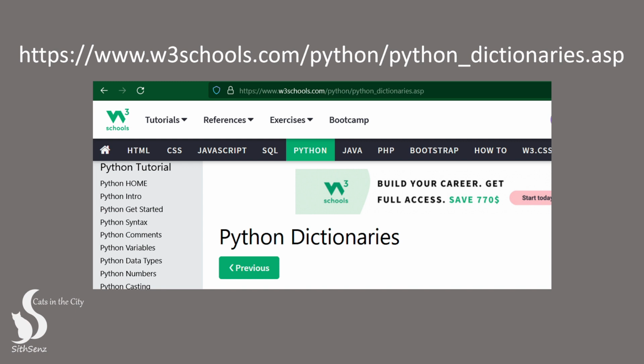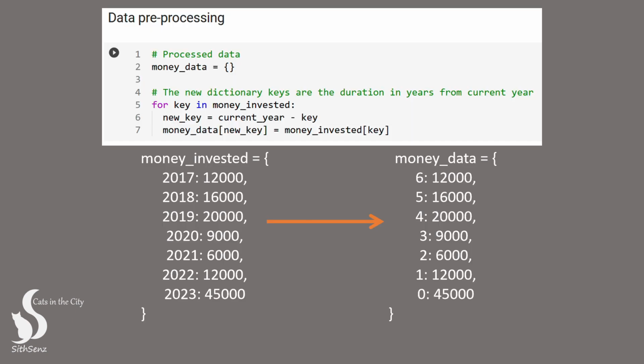Of course, in this case, we are the actual user, and you don't have to use the input method to update this information. Instead, you can directly amend the data in the code. Next, we will process the data, so that the key of the dictionary represents the duration of the investment in years. We added this step because it is easier to update only the current year, and let the code calculate the duration, instead of manually updating the duration in the data, which is prone to mistakes.